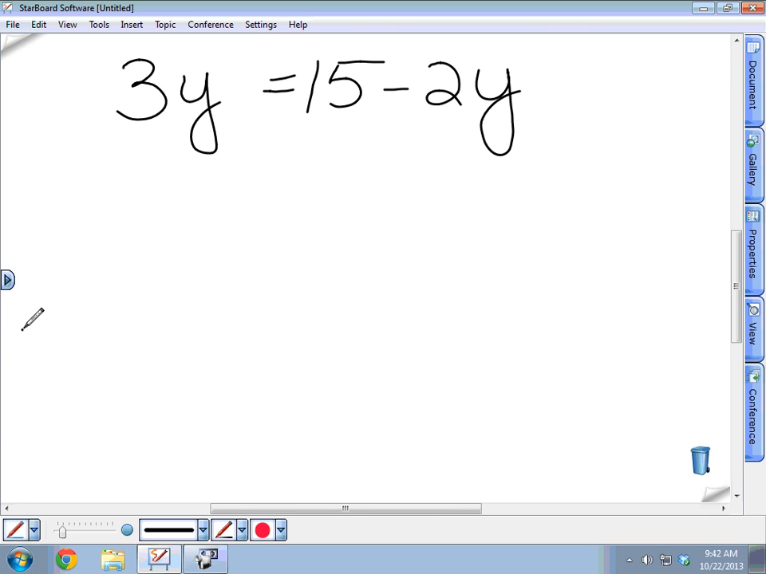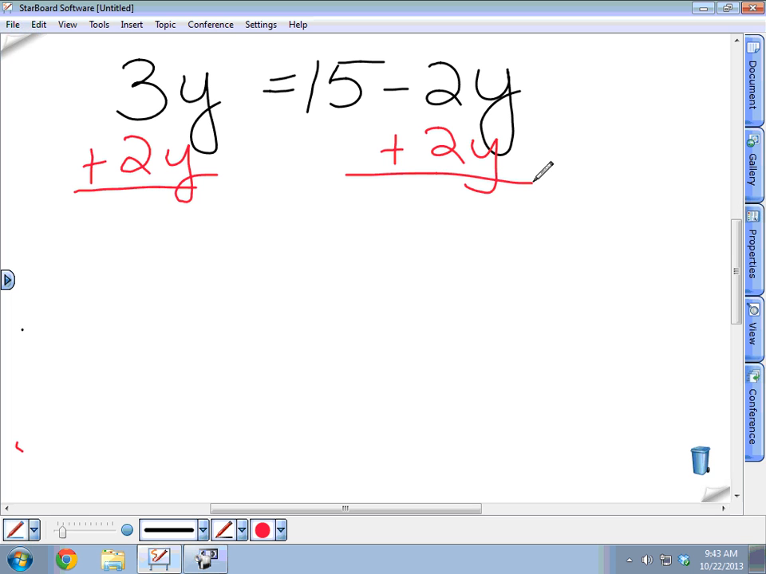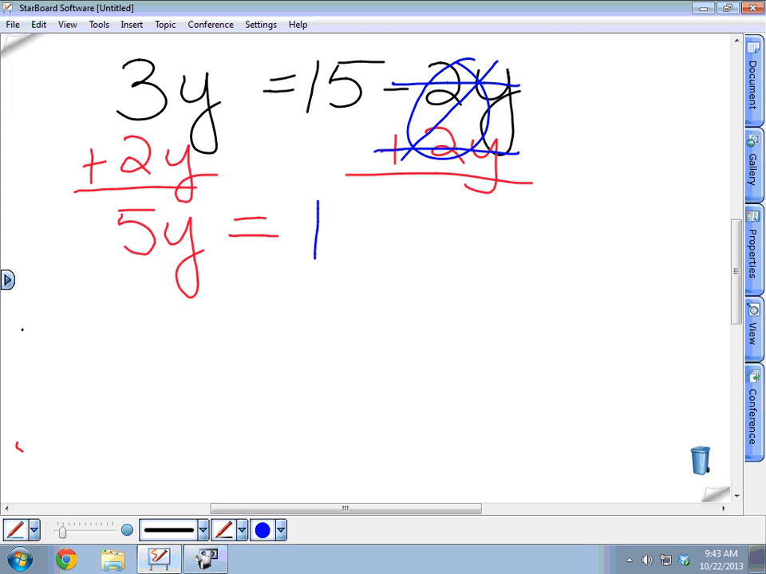Okay. So that means I'm going to get rid of it on the right side. What would be the opposite of subtracting 2y? Addition of 2y. And what is 3y plus 2y? 5y. And then everyone notice, plus 2y minus 2y is all 0. It all just cancels out, and all you're left with is 15.